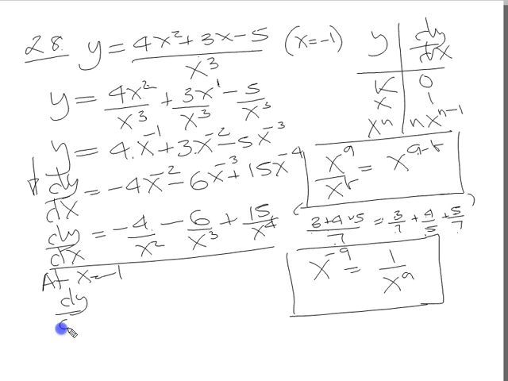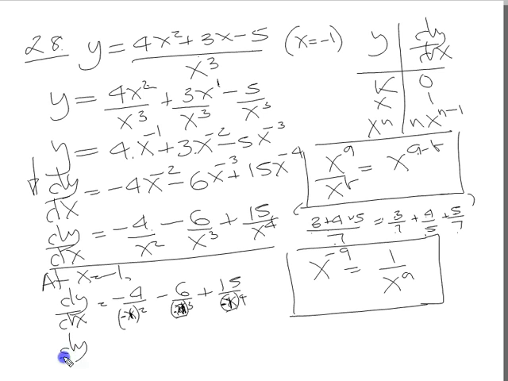dy/dx equals then, we've got minus 4 over x squared minus 6 over x cubed plus 15 over x to the 4. And now we're going to substitute in the value minus 1, aren't we? So wherever we see an x, put a little bracket around it and overwrite with minus 1. Little bracket, overwrite minus 1. Oops, a bit messy there. And little bracket around it, overwrite that with minus 1. There we go. That'll do.